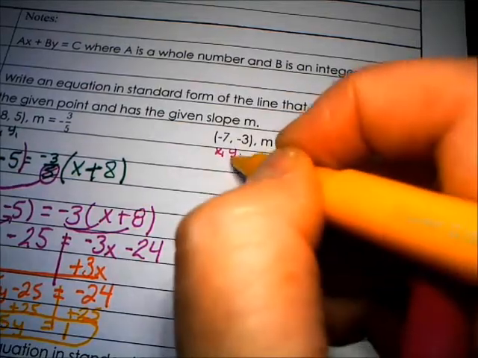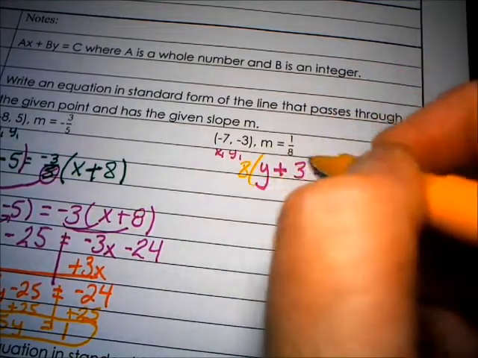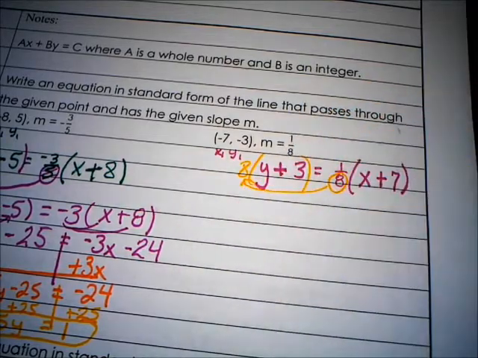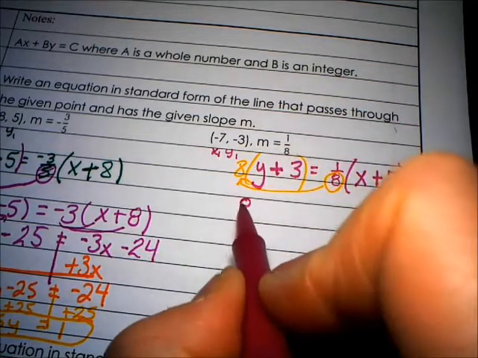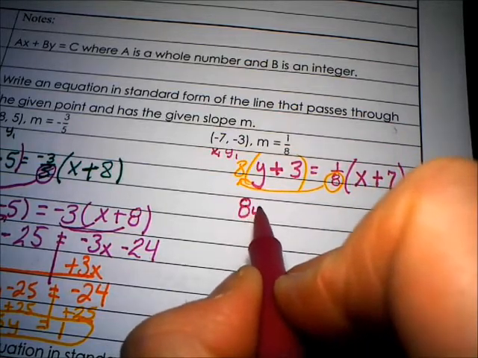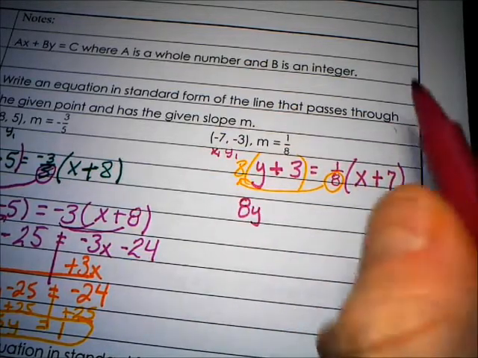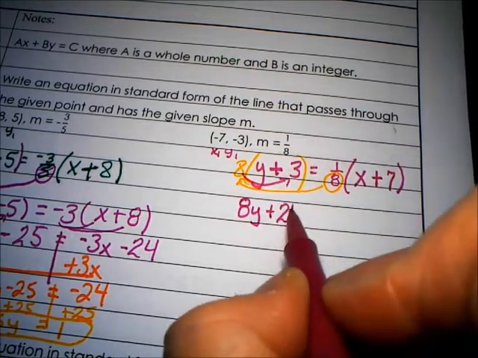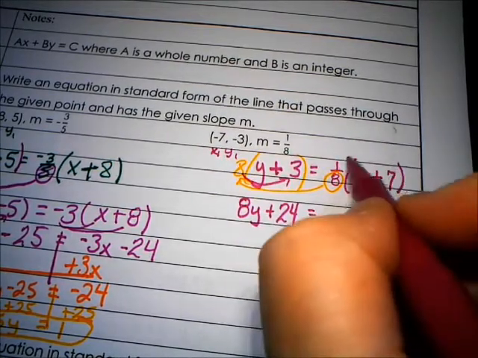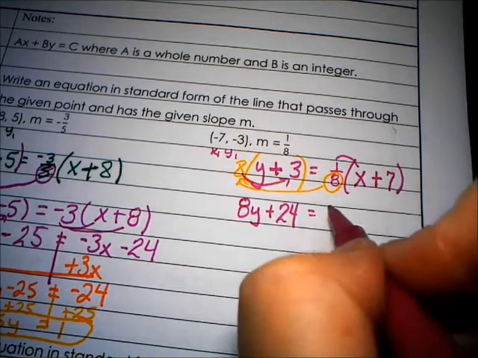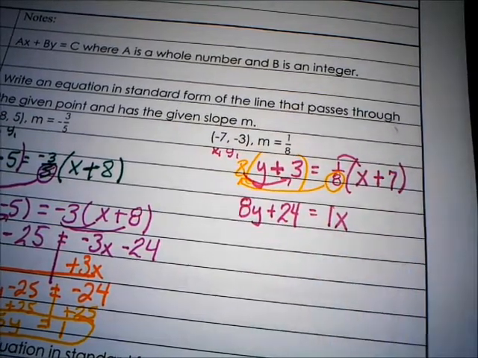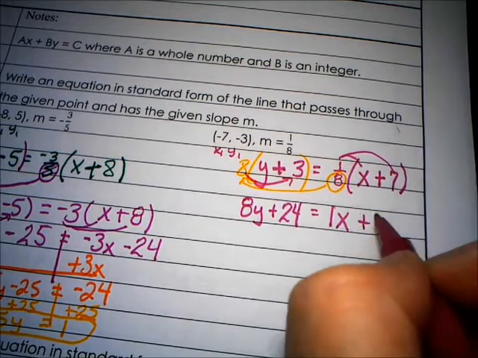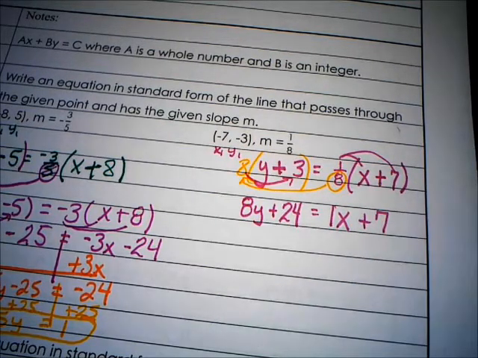I'm going to take the 8 and multiply it over here on the other side. And in doing so, I distribute. 8 times y is 8y. 8 times 3 is 24. 1 times x is 1x, and 1 times 7 is 7.